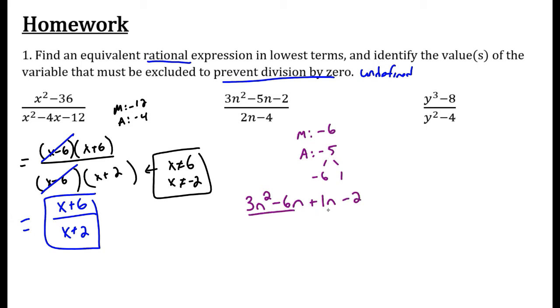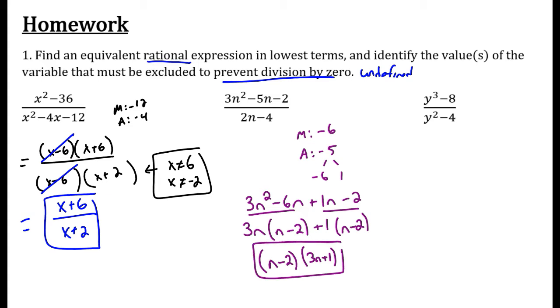Now that I have four terms, I group. I take out a GCF of 3n, and I'm left with n minus 2. Well, I need an n minus 2 in this set of parentheses. I really don't need to take anything out, so we take out a positive 1. My new GCF is n minus 2 times 3n plus 1. So those are my two factors of the numerator.